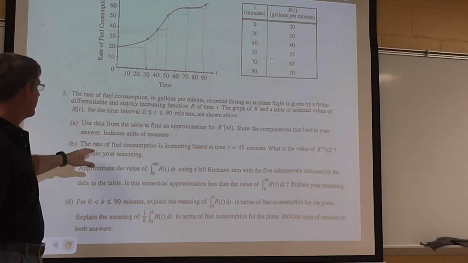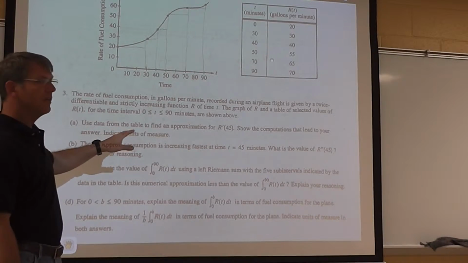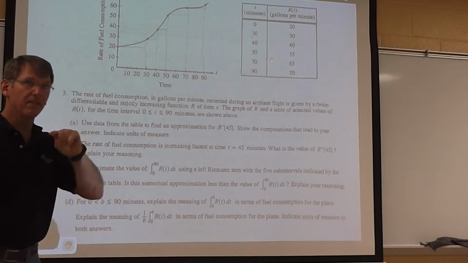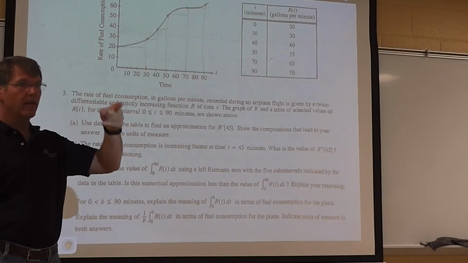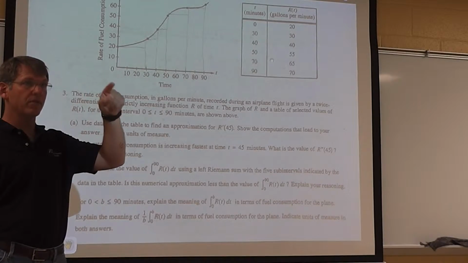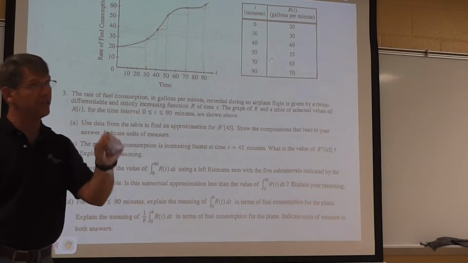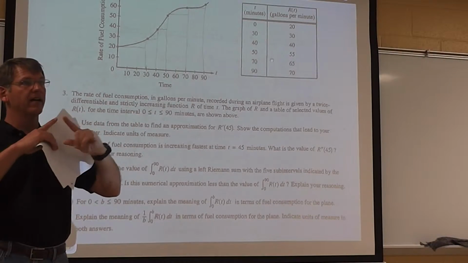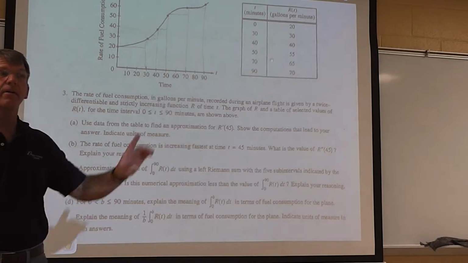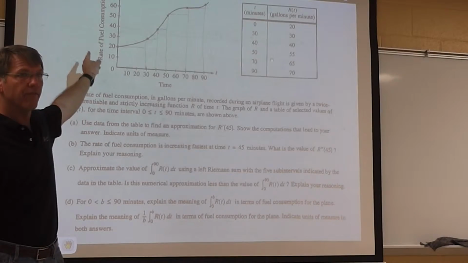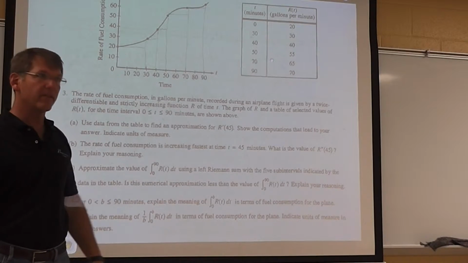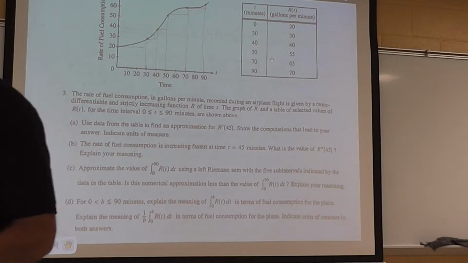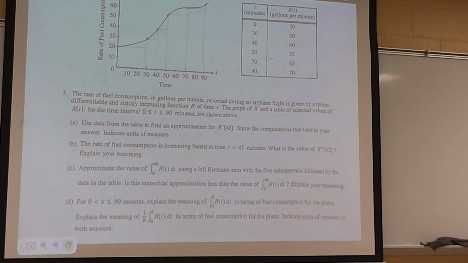So if the rate of fuel consumption is increasing, thus R prime is increasing fastest, then R prime has a peak. And either R prime is going to have a horizontal tangent, thus its derivative, which is R double prime, will be 0, or its derivative will be undefined. I know it's not undefined because they told me it's a twice differentiable function. So I know the second derivative exists for all times t. So I went a little bit more than they did in my explanation there.